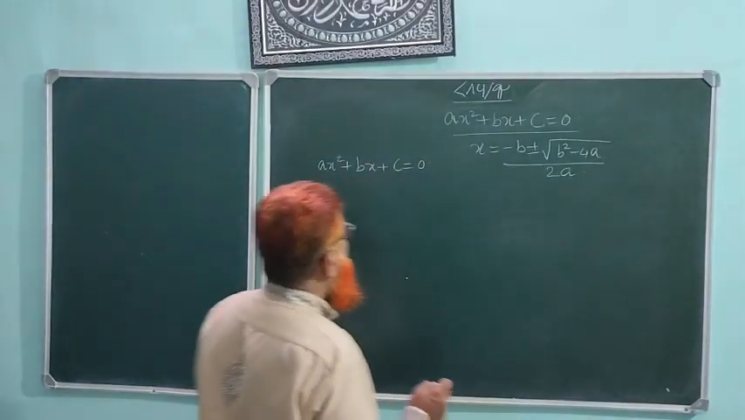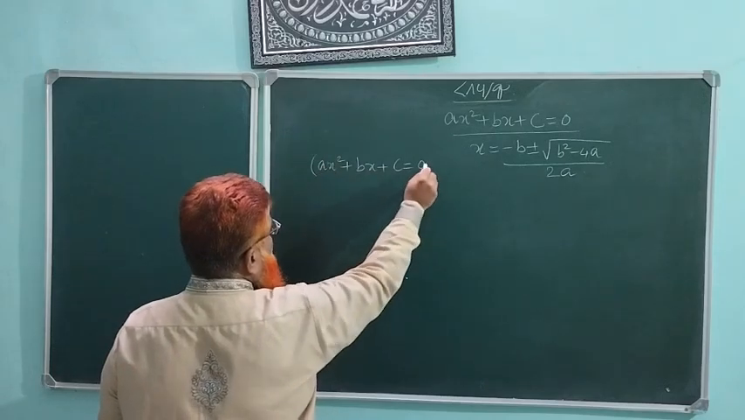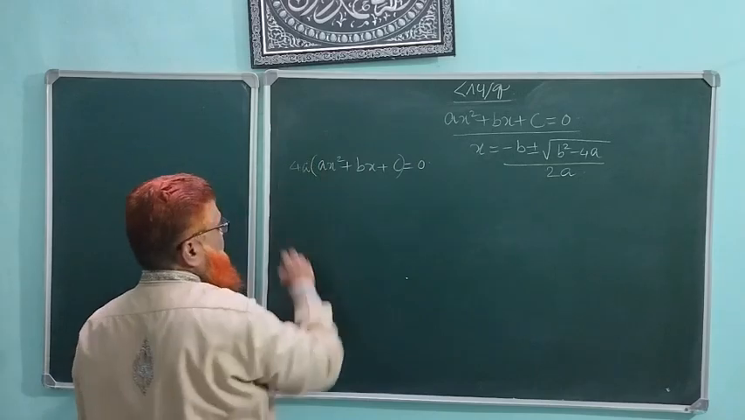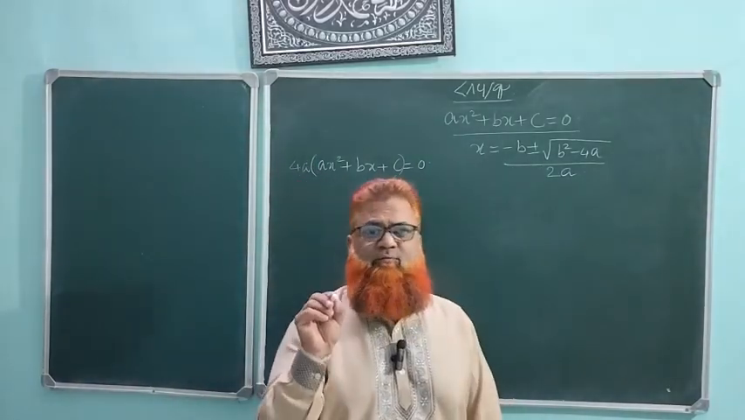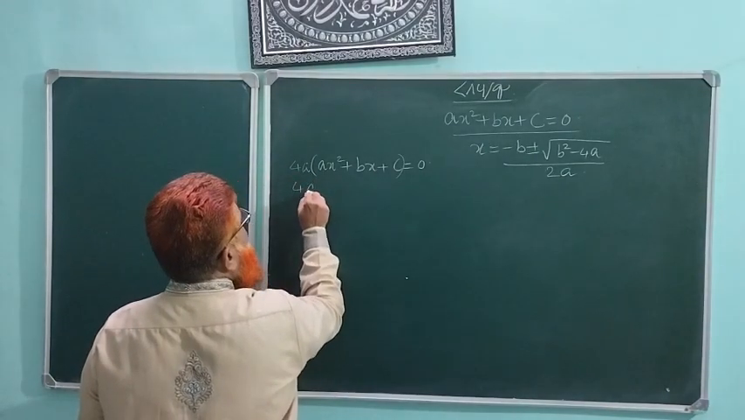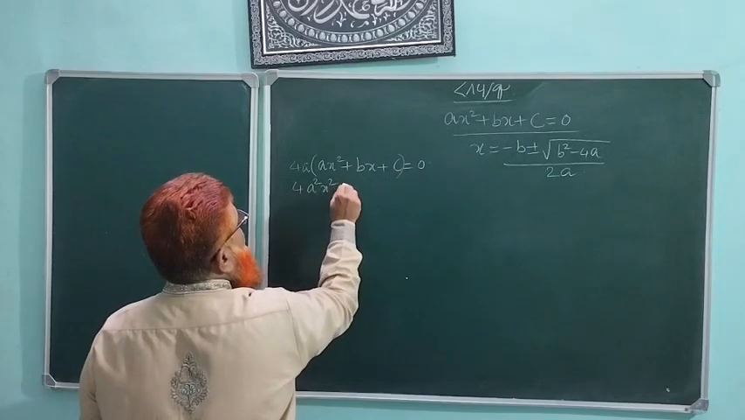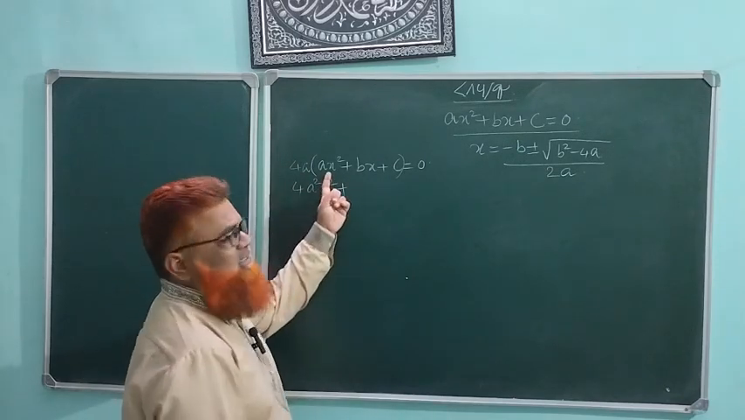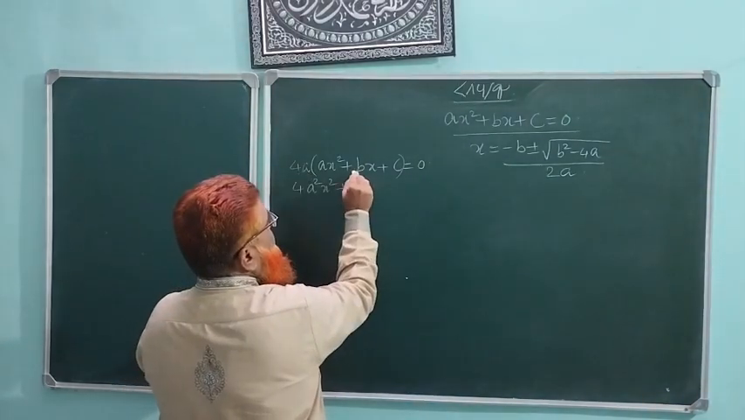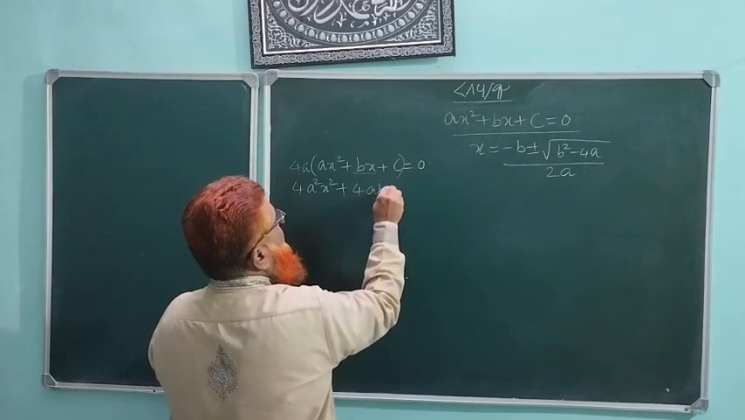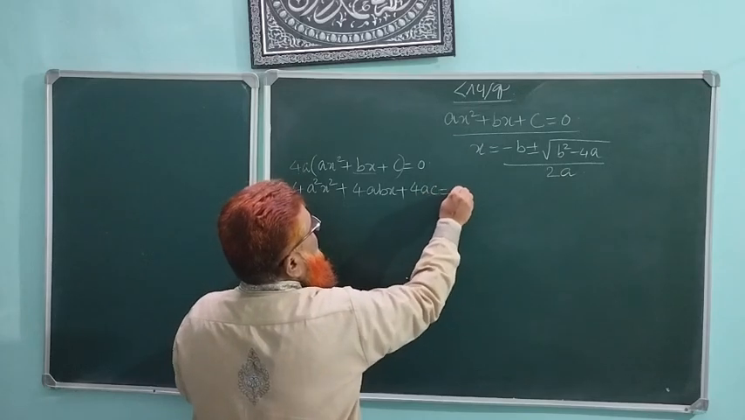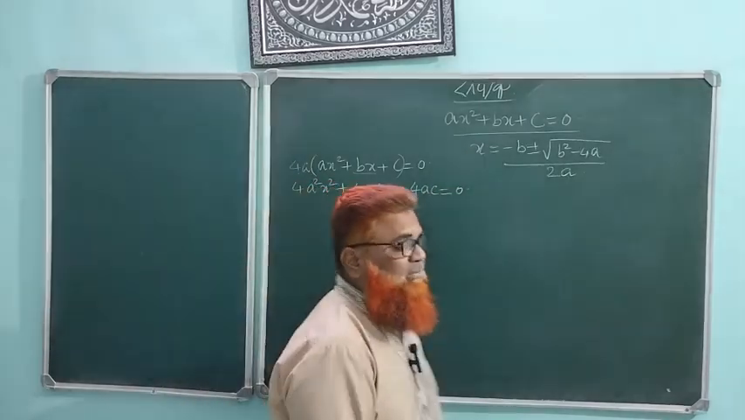Okay, now what should we do? We have to multiply this general form by 4a. Let's see what will happen. 4a multiplies ax square, which is 4a square x square, plus 4a multiplies bx, which is 4abx, plus 4 multiplies c, which is 4ac, is equal to 0.